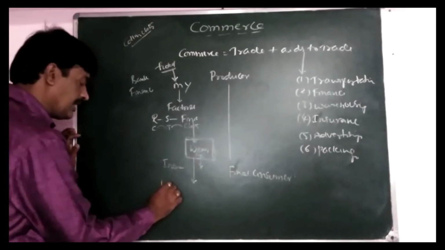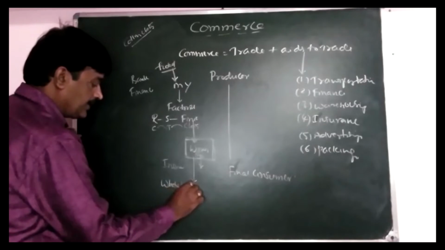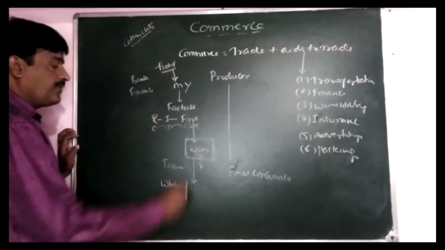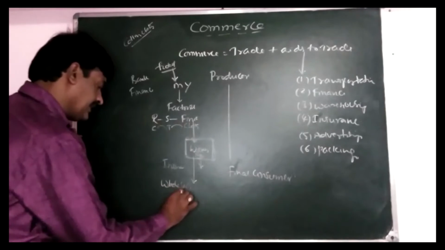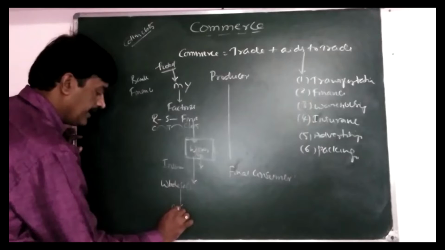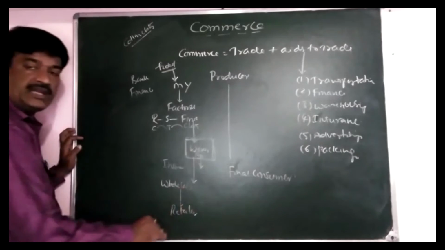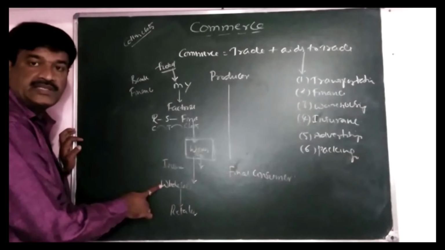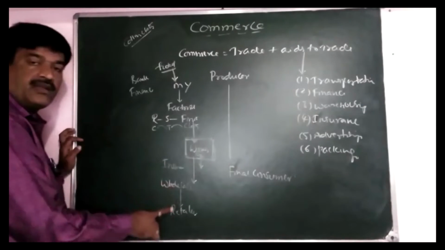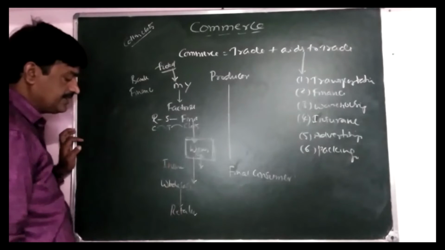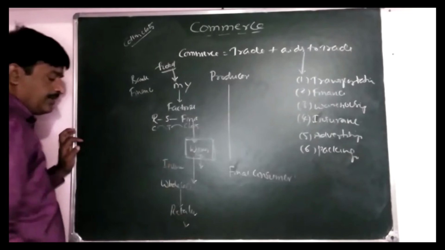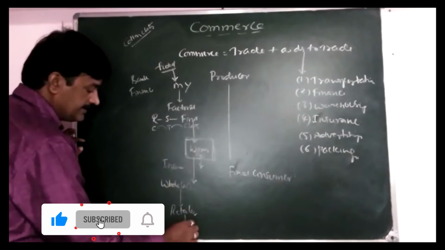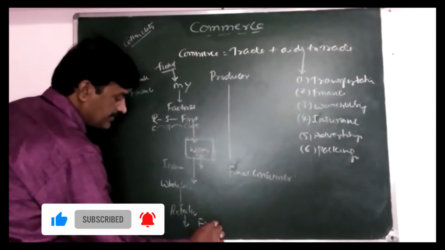And after that, it is supplied to whom? To the wholesaler. A wholesaler is a person who purchases goods in bulk quantity from factories and sells to the retailer. Who is a retailer? A retailer is a person who purchases goods from the wholesaler according to his requirements. After purchasing from the wholesaler, the retailer sells the goods to the final consumer.